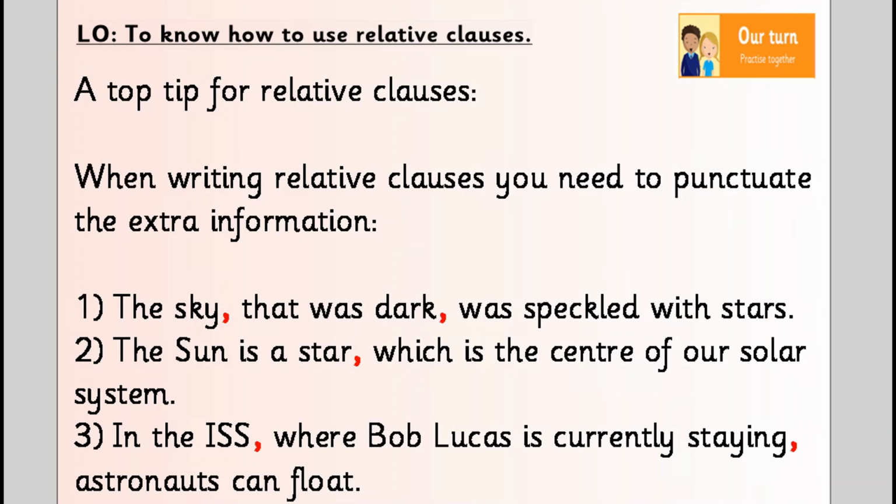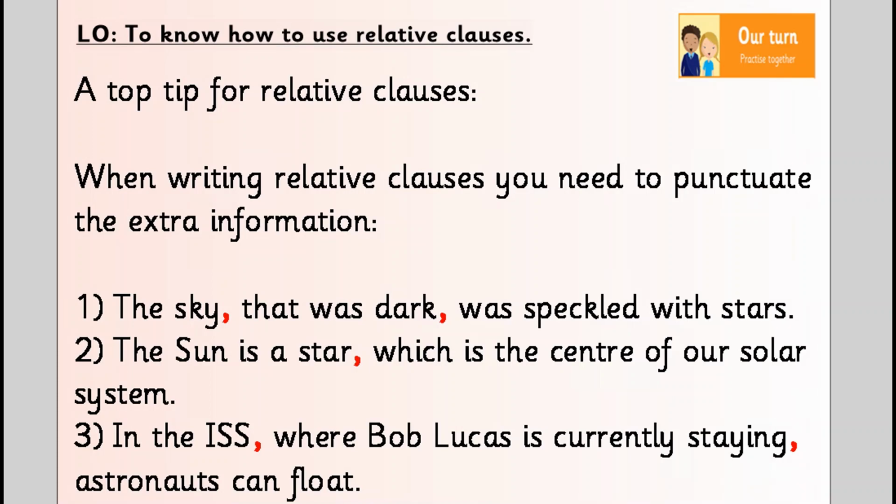Then again, for the second one, the sun is a star. That is a main clause that makes sense by itself. Comma, which is the centre of our solar system, is additional information. The third one again, in the ISS, comma, where Bob Lucas is currently staying, comma, astronauts can float. In the ISS, astronauts can float.